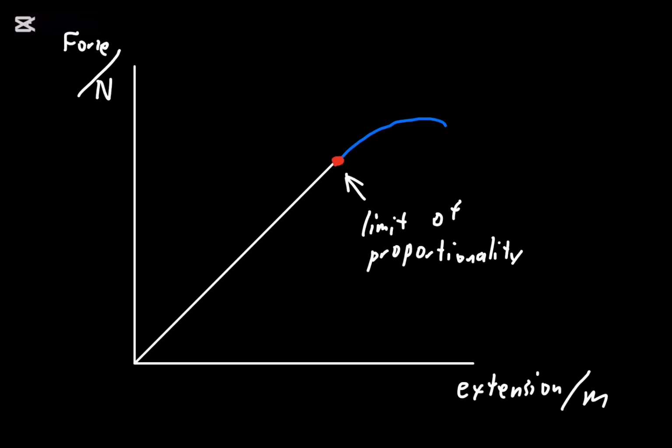Here is a force and extension graph of a spring, for example. We can see that the line was originally straight, but then after a certain point is reached, the line was no longer straight, which means the extension was no longer proportional to the force applied. That point was the limit of proportionality.